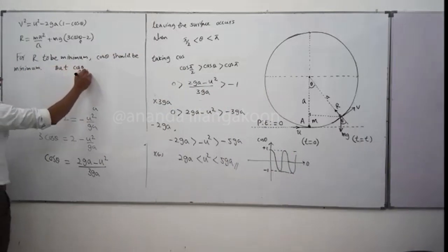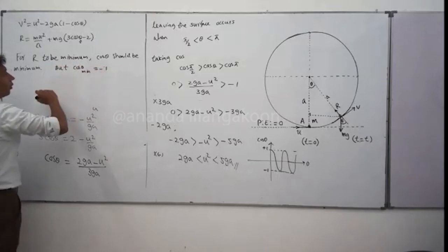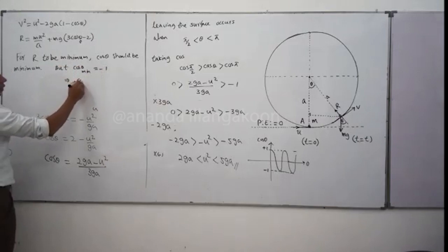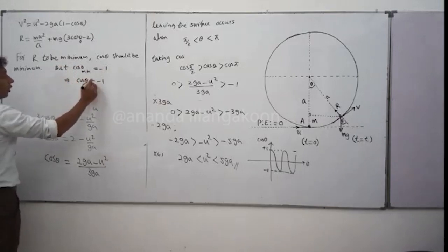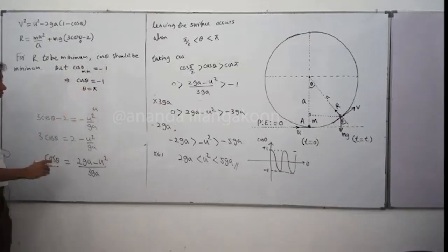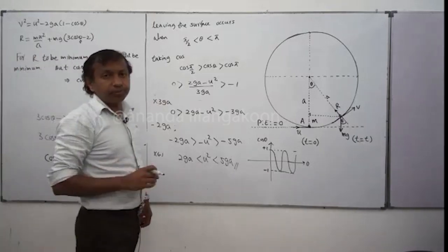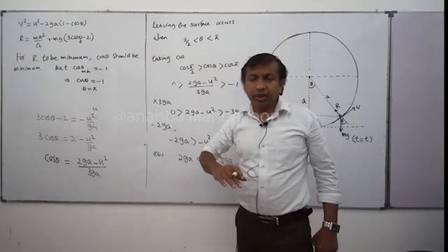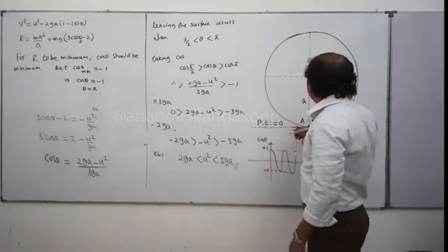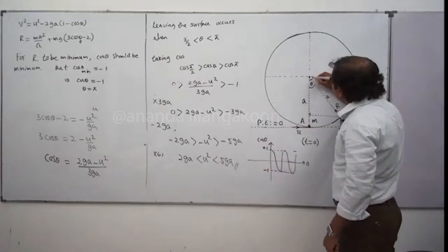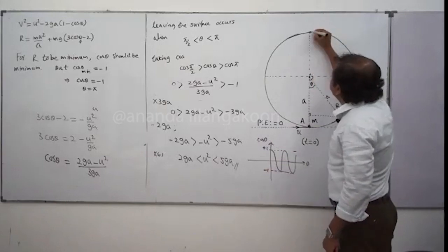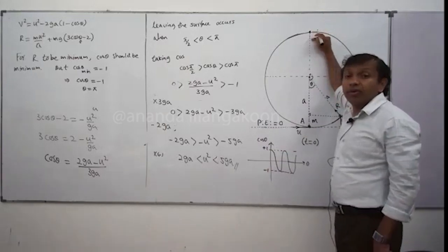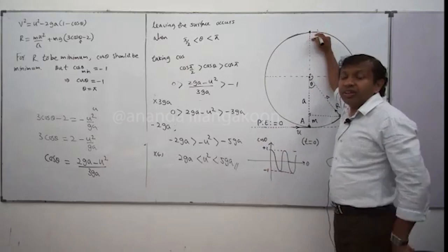But cos theta minimum is minus 1, right? Cos theta minimum is minus 1. This implies cos theta equals minus 1, which means theta is pi. When theta is pi, the normal reaction takes the least value. That means when the particle reaches the highest point, the normal reaction is minimum.